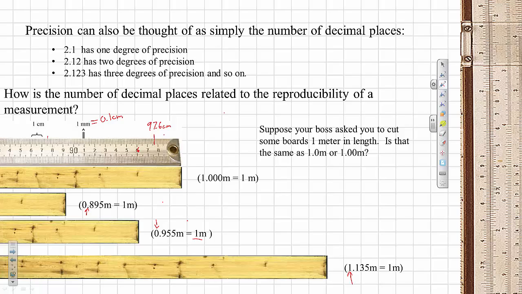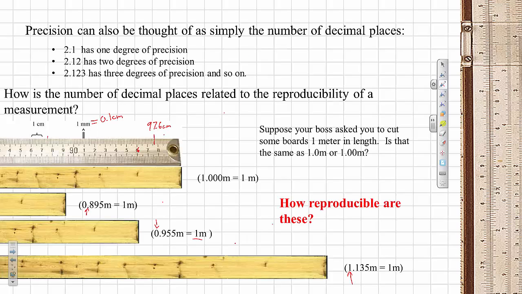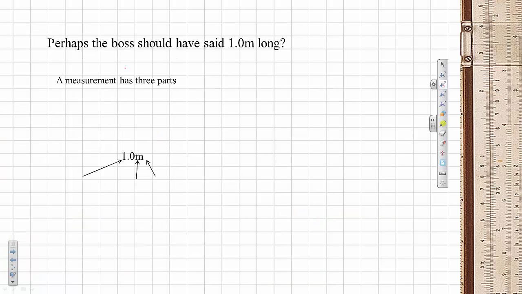So you show up at your boss's door with all these boards, all different lengths. How reproducible are these? Well, they're kind of all over the place, you know. And your boss is asking, what the heck did you do? Maybe your boss should have said 1 meter. Well, didn't he say 1 meter? No, he said 1 meter. Maybe he should have said 1.0 meters or 1.00 meters and given you some idea of the precision or the tolerance in these numbers.